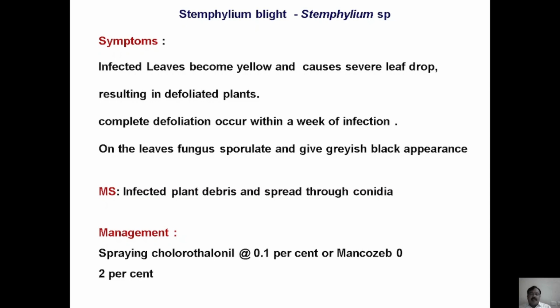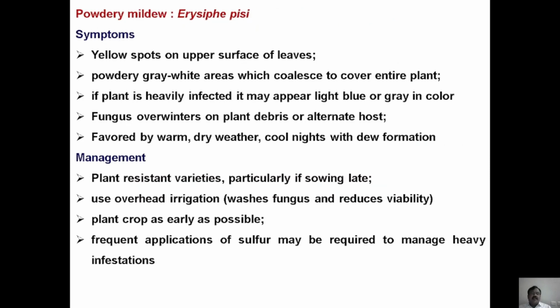So the infected plant debris present in the soil serves as the primary source of inoculum, and airborne conidia are responsible for the secondary spread. To manage this disease, we can go for spraying with chlorothalonil at the rate of 0.1% or mancozeb at 0.2%. That would be highly advisable to reduce the incidence at the field level.